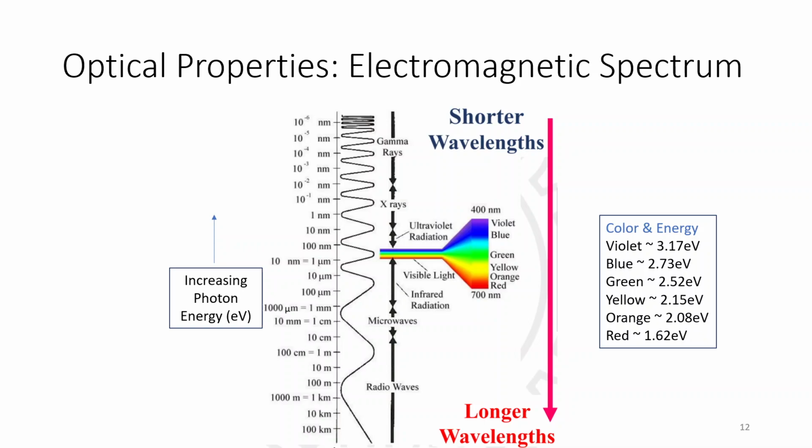Now we go through some lecture notes. So firstly you have optical properties. In this we'll talk about lasers and also optical fibers. Then we'll go through also electrical properties, magnetic properties, and also thermal properties. So firstly in optical properties you have this electromagnetic spectrum.